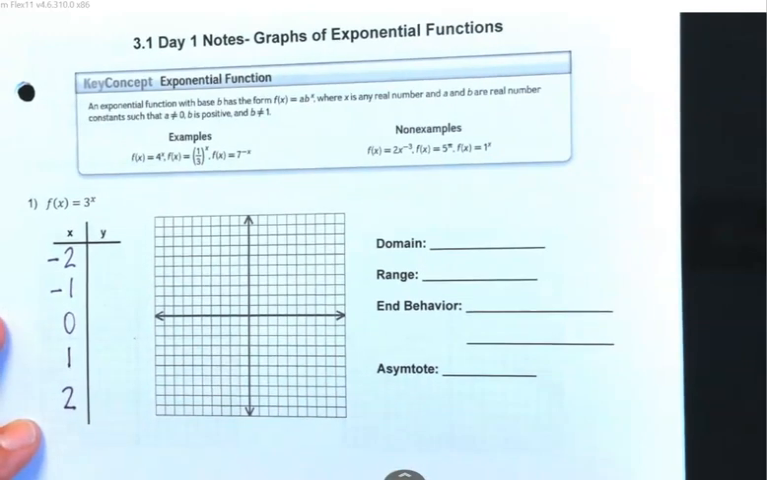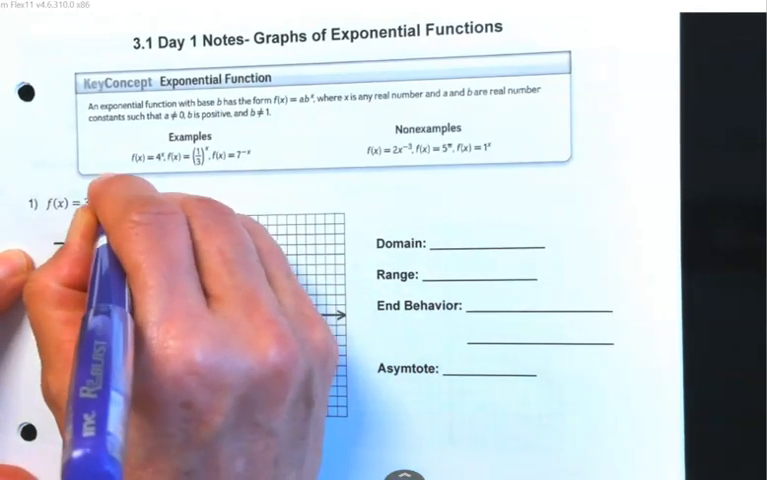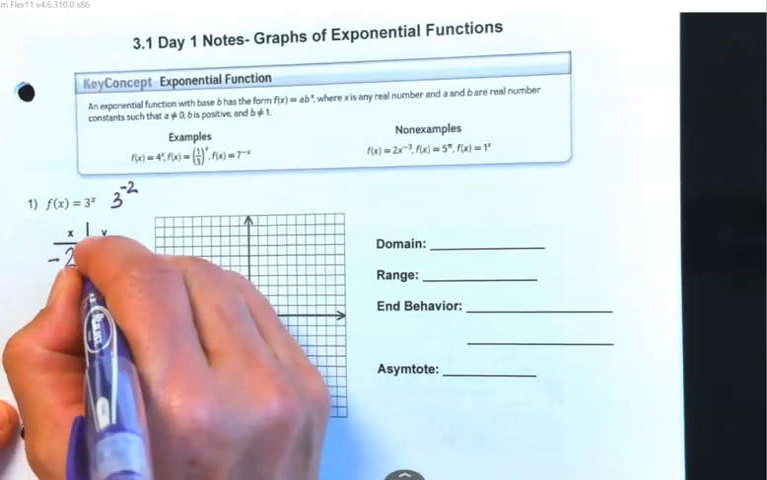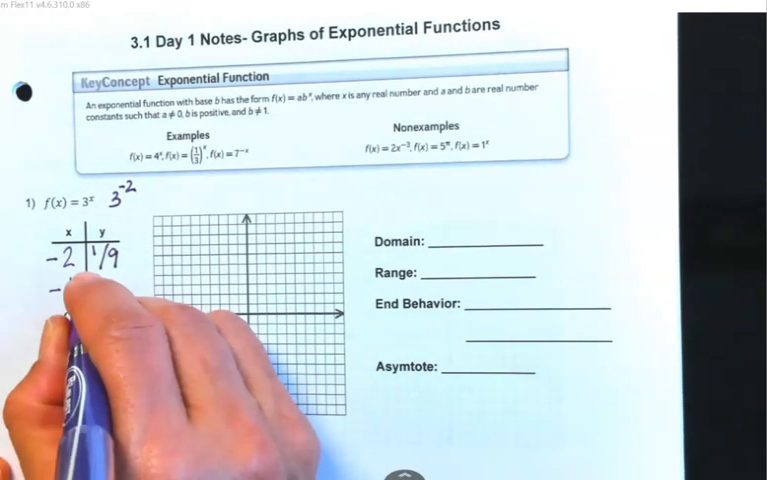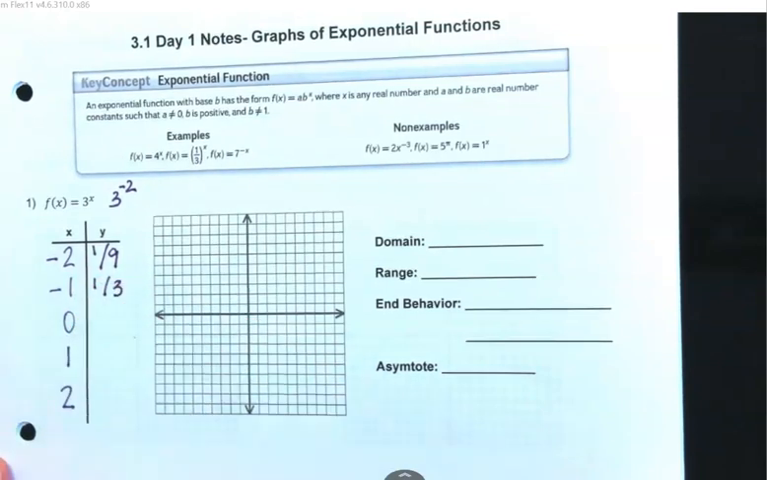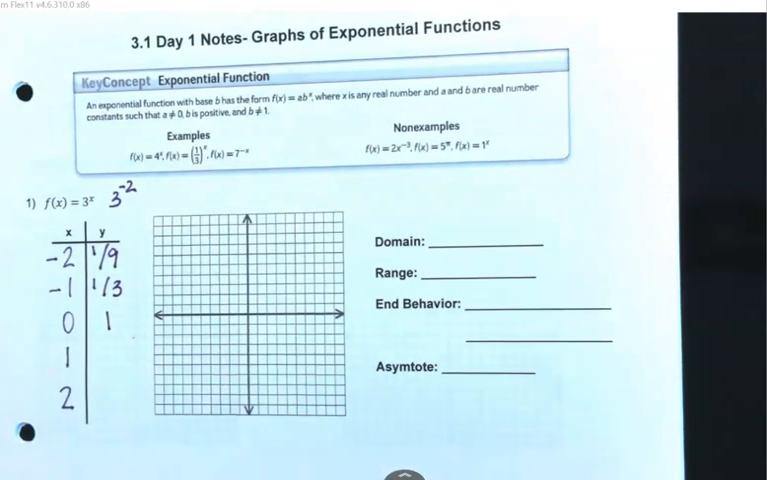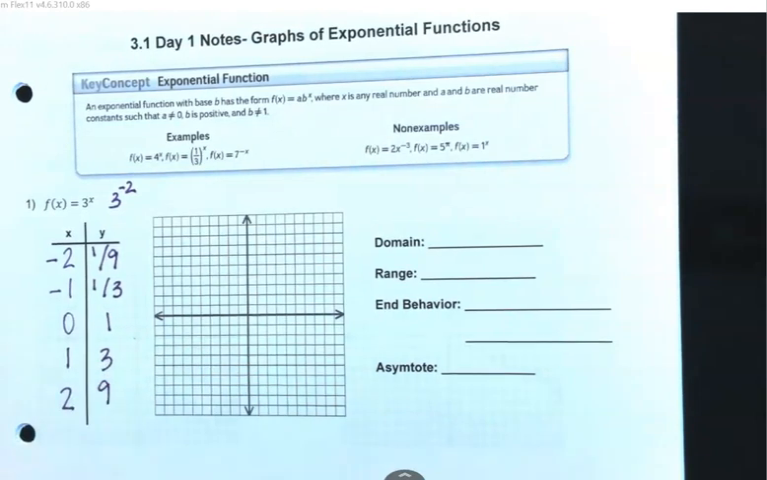All right. When we plug in -2, remember that's going to be 3 to the -2. It's on the wrong side of the fraction bar. So 3 to the -2 is 1/9. 3 to the -1st is 1/3. And then remember 0 power is always a 1. And then 3 to the 1st, 3 to the 2nd. So this is a 3 and a 9.